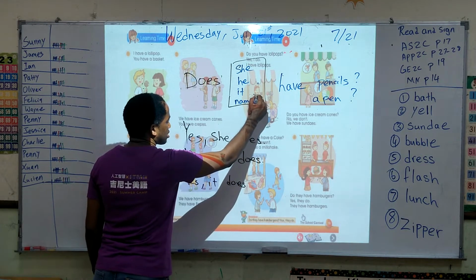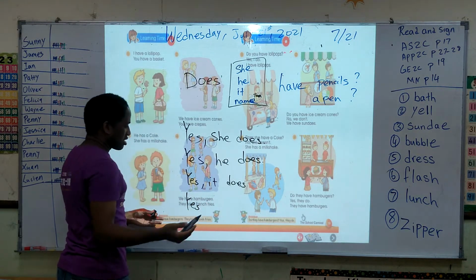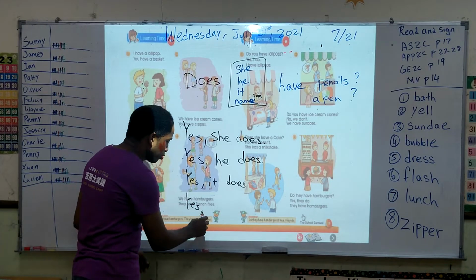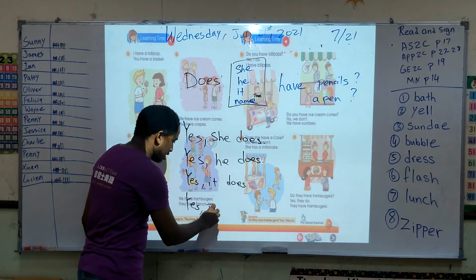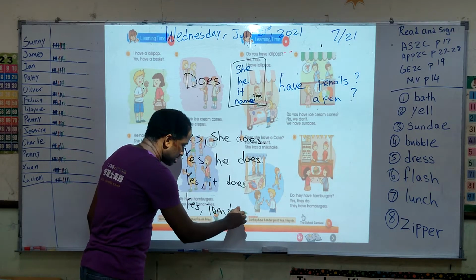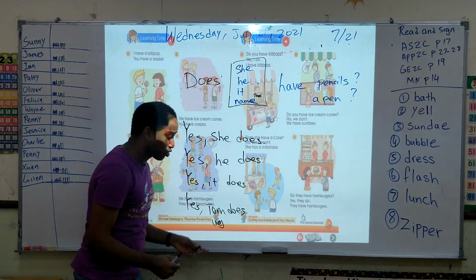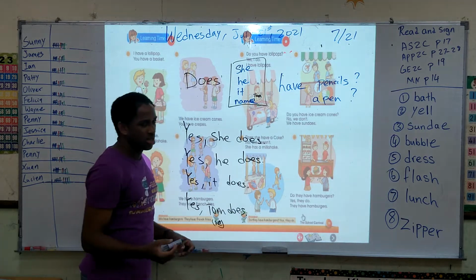And let's see the name. Let's see Tom. Tom is a name, T-O-M. We can say yes, Tom does, or we can say yes, he does. We can either put his name or we can put he. Both are correct. So if you don't write Tom, you can also write he. So yes, Tom does. Yes, he does.